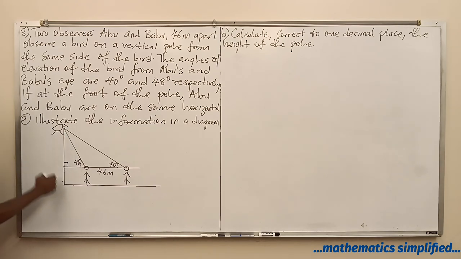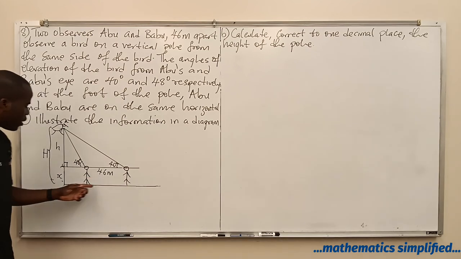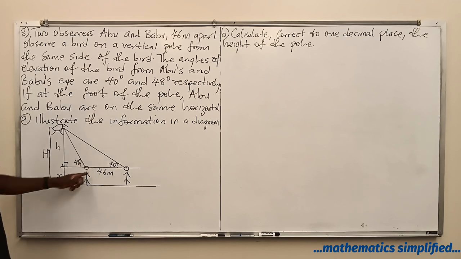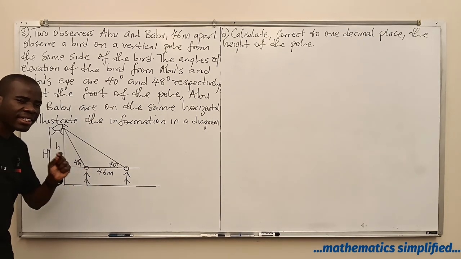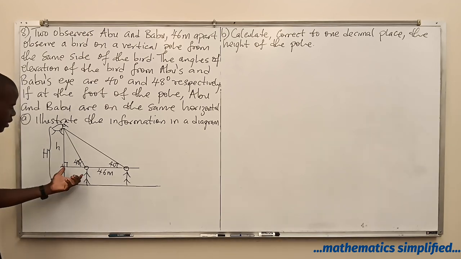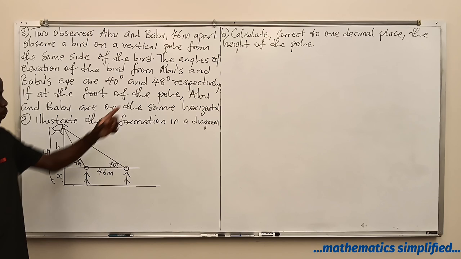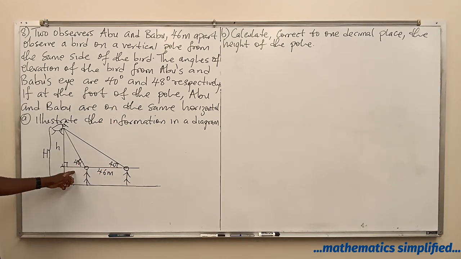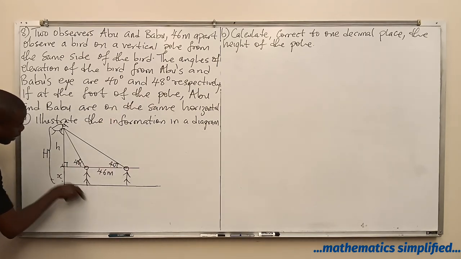Let's call the whole height of the pole H, which is from here to here. And this height, small h, from here to here. Let's call here X, so that h plus X is big H. But since they did not give us the height of Abu and Babu, their height is negligible. Otherwise, they would have given us. But if you are in doubt, I will prove to you that X is zero. So we are going to solve ignoring their height.